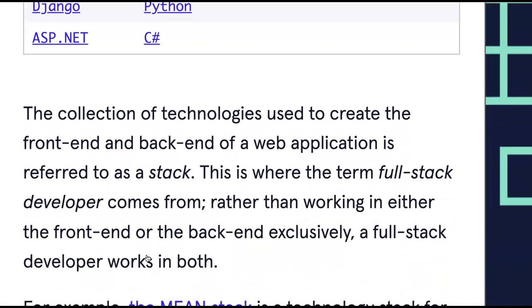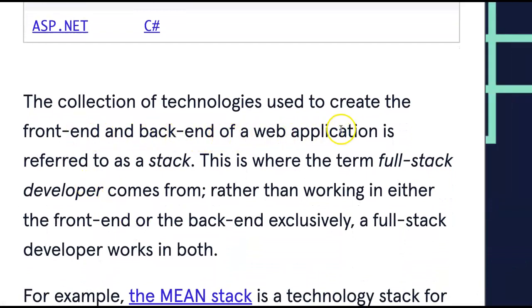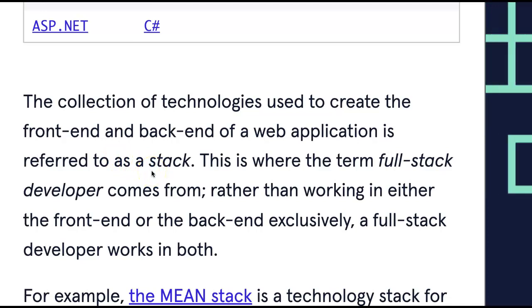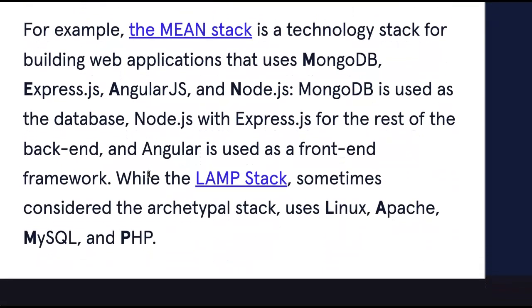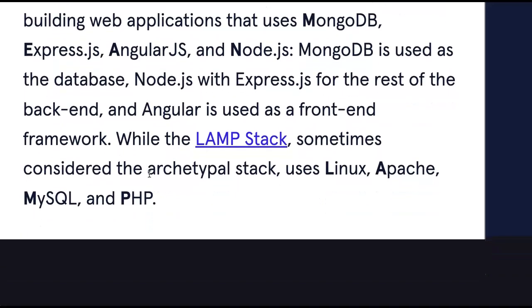The collection of technologies used to create the front end and back end of a web application is referred to as a stack. This is where the term full stack developer comes from. Rather than working in either the front end or back end exclusively, a full stack developer works in both. For example, the MEAN stack is a technology stack for building web applications that uses MongoDB, Express.js, Angular, and Node.js. MongoDB is used as a database, Node.js with Express.js for the rest of the backend, and Angular is used as a front-end framework, while the LAMP stack, sometimes considered the archetypal stack, uses Linux, Apache, MySQL, and PHP.